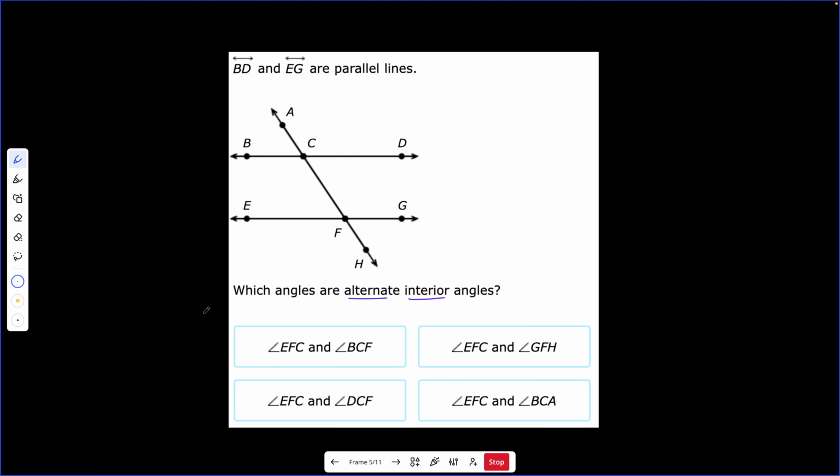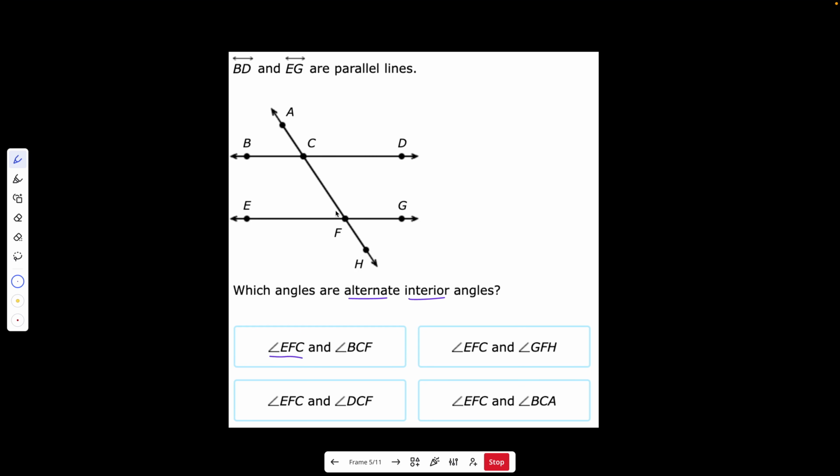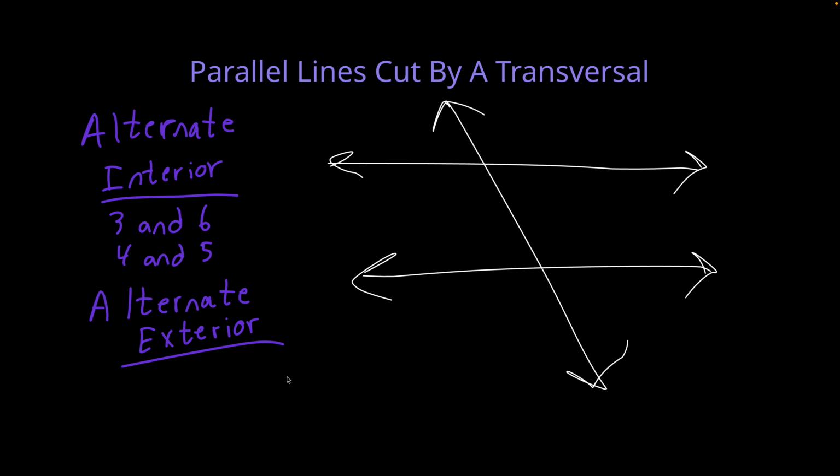So let's look at our answer choices. Let's start with EFC. EFC would be this corner right here. So I know that I'm looking for the alternate interior, which would be this corner up here. What corner is that? That would be DCF or FCD. Let's see how they do it. They do it with DCF. Okay, so those are alternate interior.